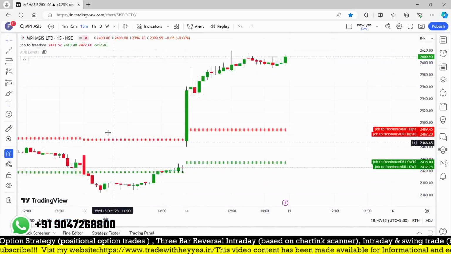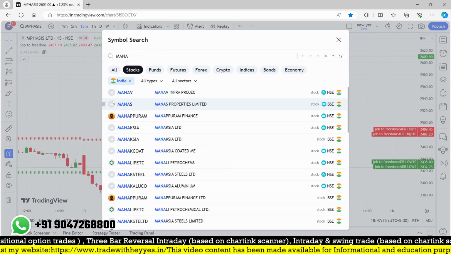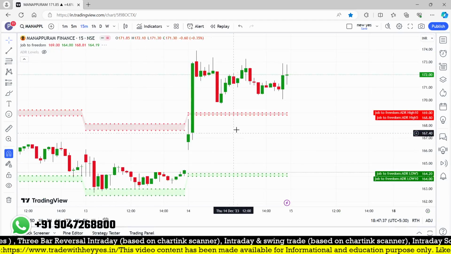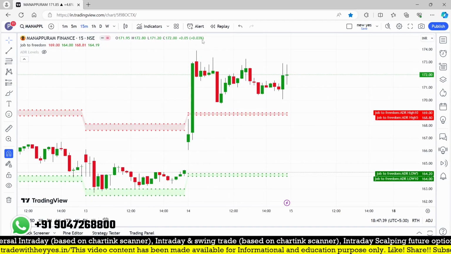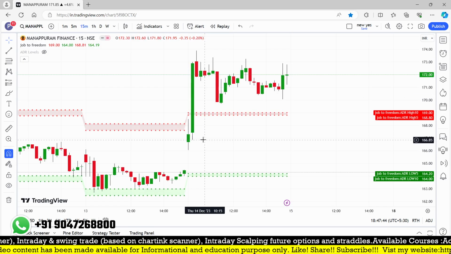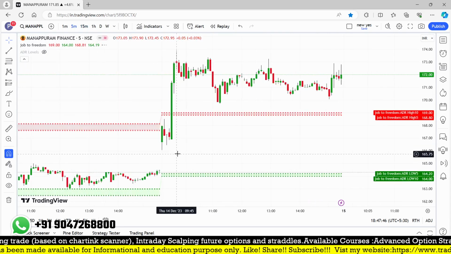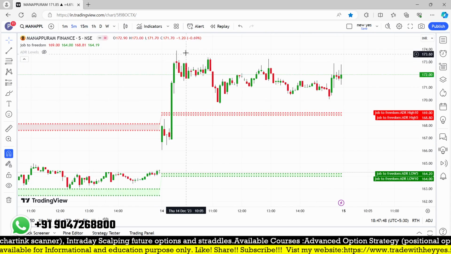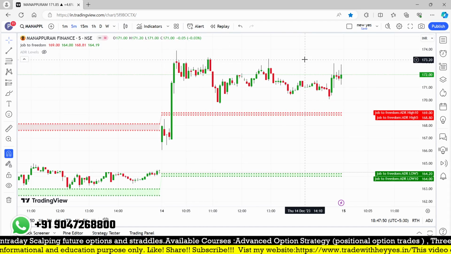The second 15-minute candle on Manapuram also works well, but it is a huge, big candle. If I were to go for a trade at that point, my stop loss would be here. But if you look at the 5 minutes, it happens here at this point, and it immediately moves, then returns back and again moves.